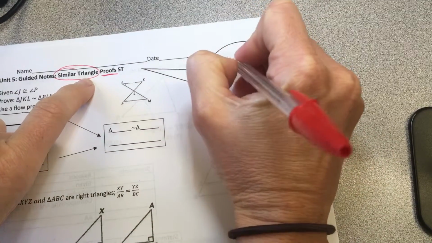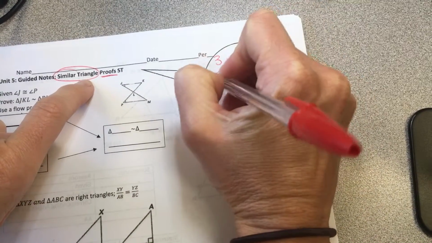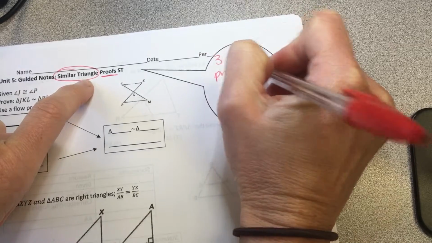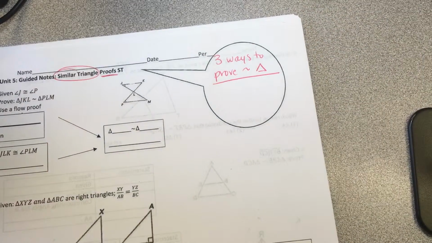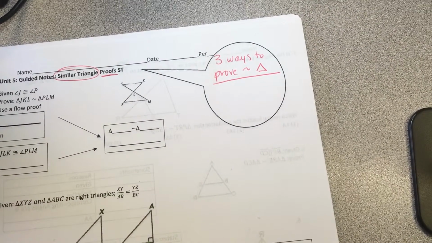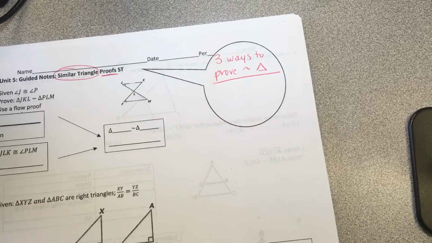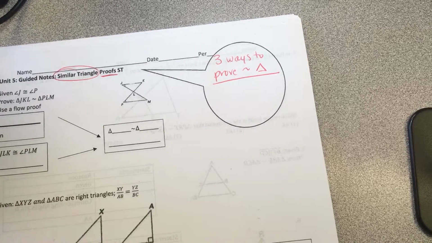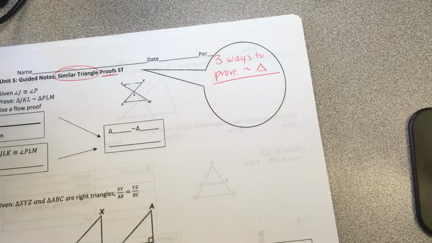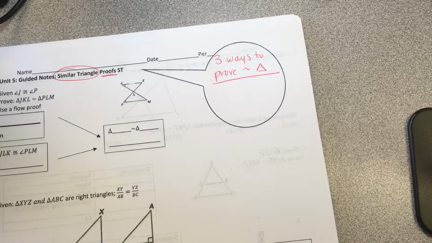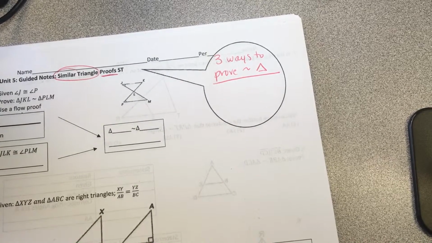There are 3 ways to prove that triangles are similar. Does anybody remember one way?